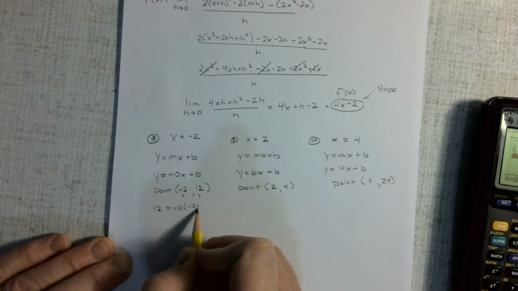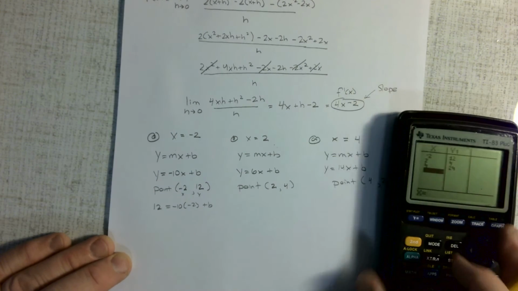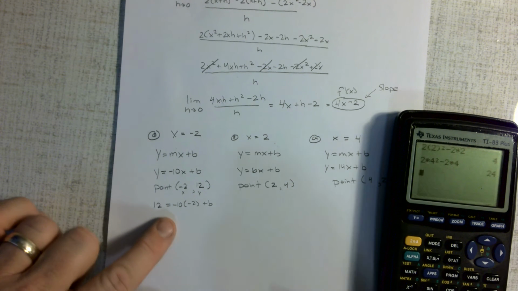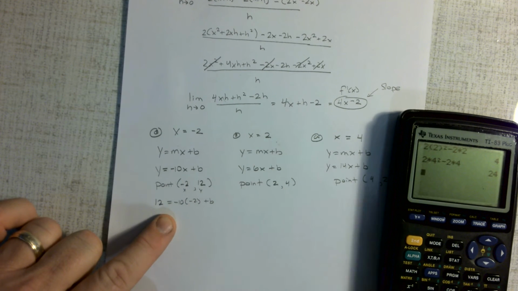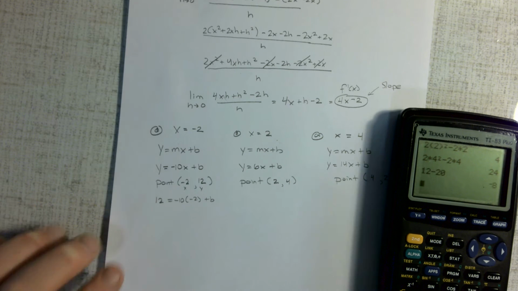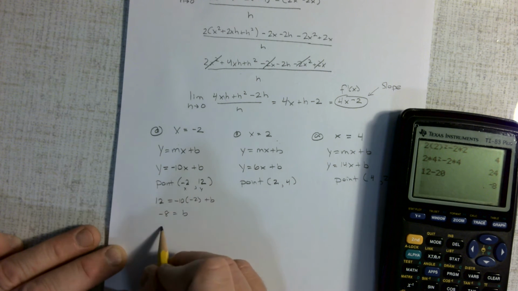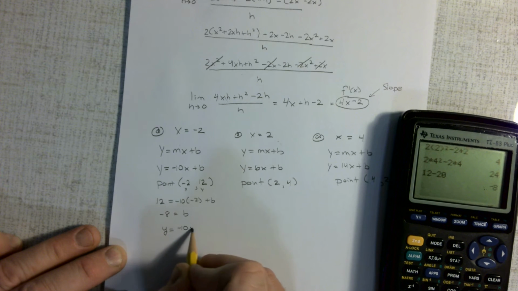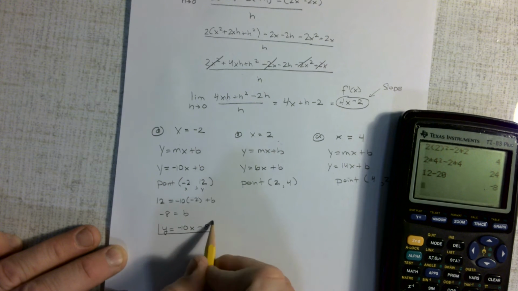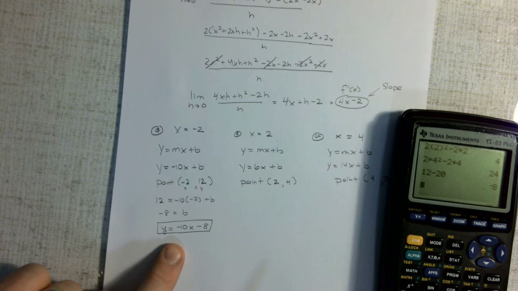Negative 2 here plus b. Let's see, what would that be? This would be 20 over here, and I'd subtract it over there, so 12 minus 20, negative 8 equals b. And we've found a tangent equation. Let's go ahead and stop right there, because I haven't checked this yet, so I'm not sure this is right. Let me show you a couple neat ways to check this.